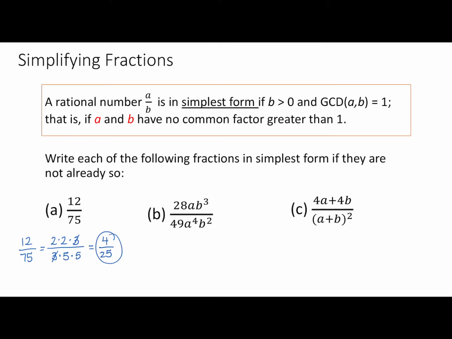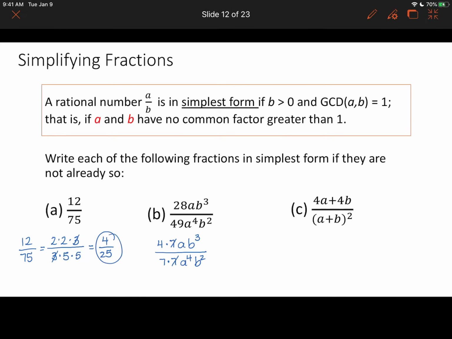All right, what about 28ab cubed over 49a to the 4th b squared? Well, I'm going to write 28 as 4 times 7, and I'm going to leave the ab cubed. And 49 is 7 times 7, and I have a to the 4th b squared. So what can I cancel here? Well, I could cancel some 7s. Let me use a different color.